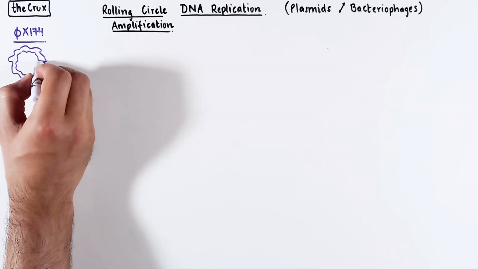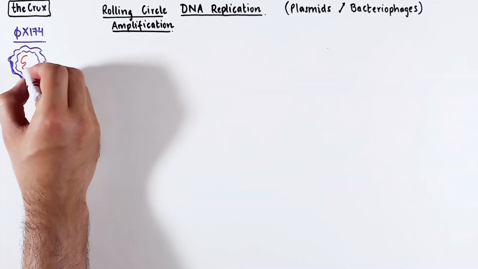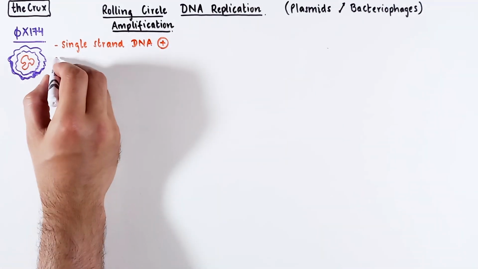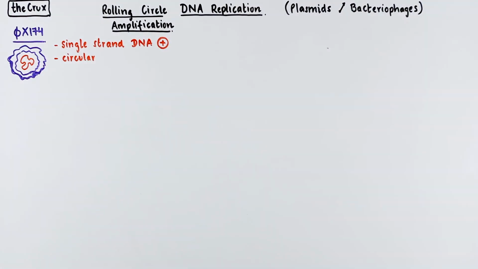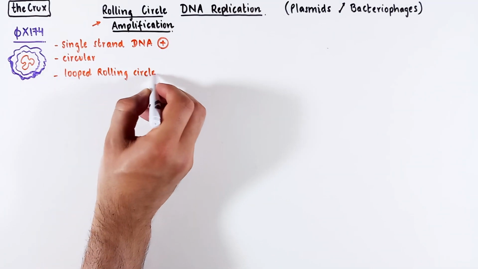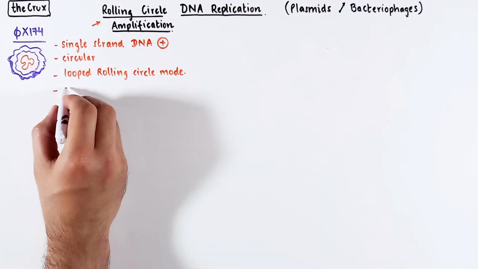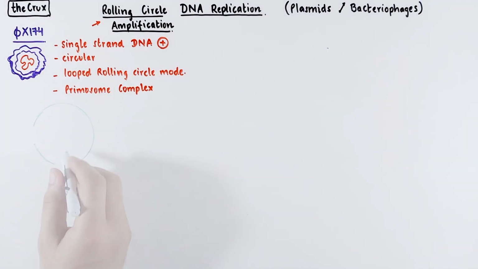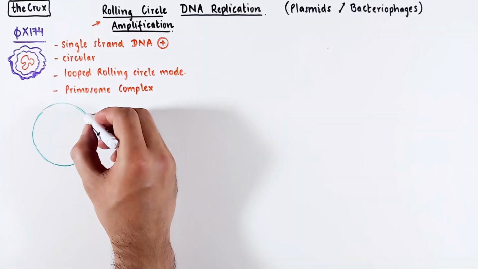Instead of a submarine, it also looks different. At the DNA level, it is still single-stranded DNA and circular just like the M13. But there's a twist in the rolling circle mechanism. It uses a variation called loop rolling circle mode, and it uses specific proteins called primosomes to achieve that. Let's dive deeper. It seems to start out like the M13 example.